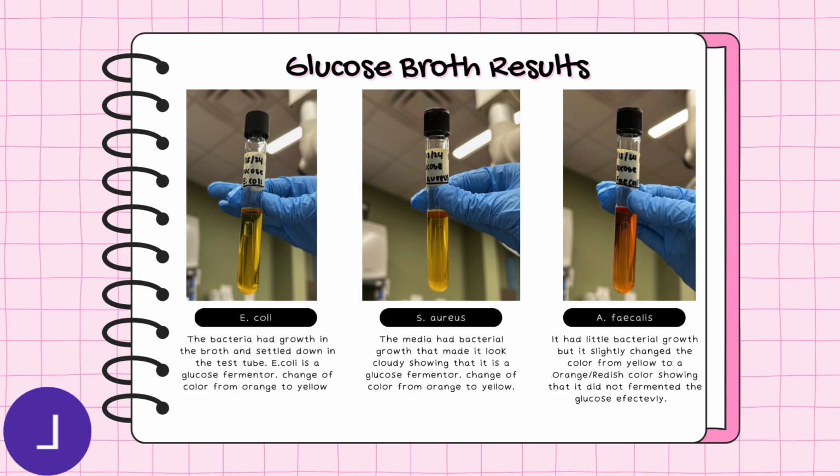So for our glucose broth results, originally the glucose broth was kind of an orange color, and now we can see that E. coli had shown growth that settled down on the bottom of the test tube, but that's usually just because of the weight of the bacteria. They can be flying around. S. aureus is the same. They both have the settled down bacteria, but at the same time they both show fermentation of glucose by turning yellow, because originally it was kind of an orange color.